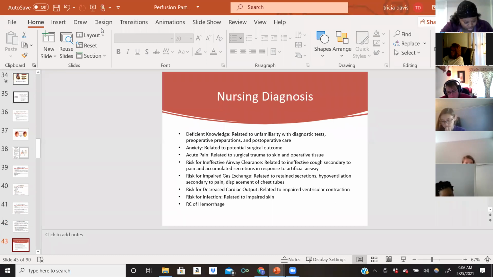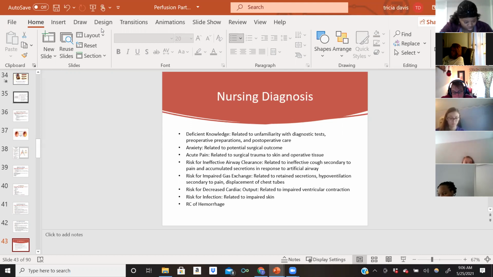So some nursing diagnoses we might see would be deficient knowledge related to unfamiliarity with those diagnostic tests, preoperative preparations, and postoperative care. It might also be deficient knowledge regarding lifestyle management, so exercising and eating properly, anxiety related to potential surgical outcome, acute pain related to surgical trauma to the skin and operative tissue, or it could just be the chest pain from the angina.